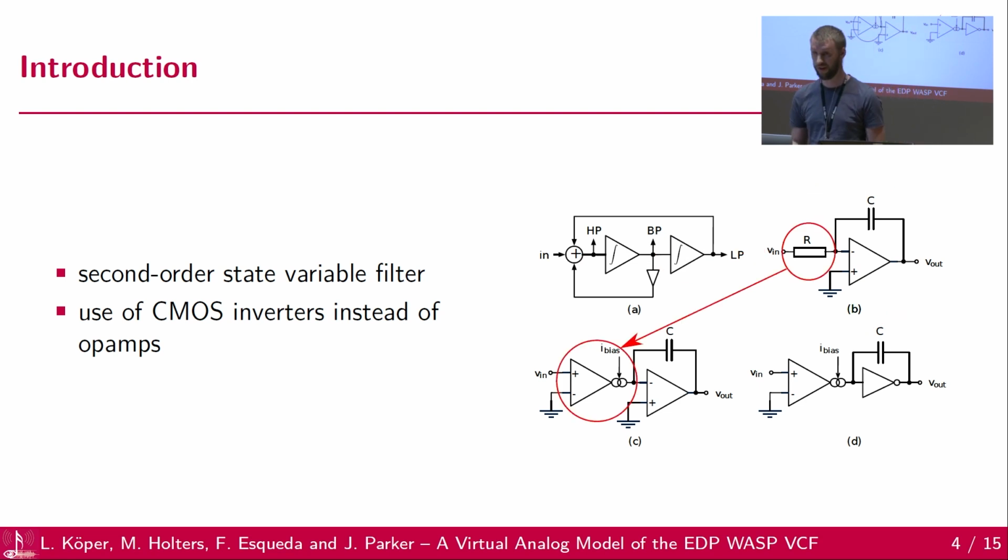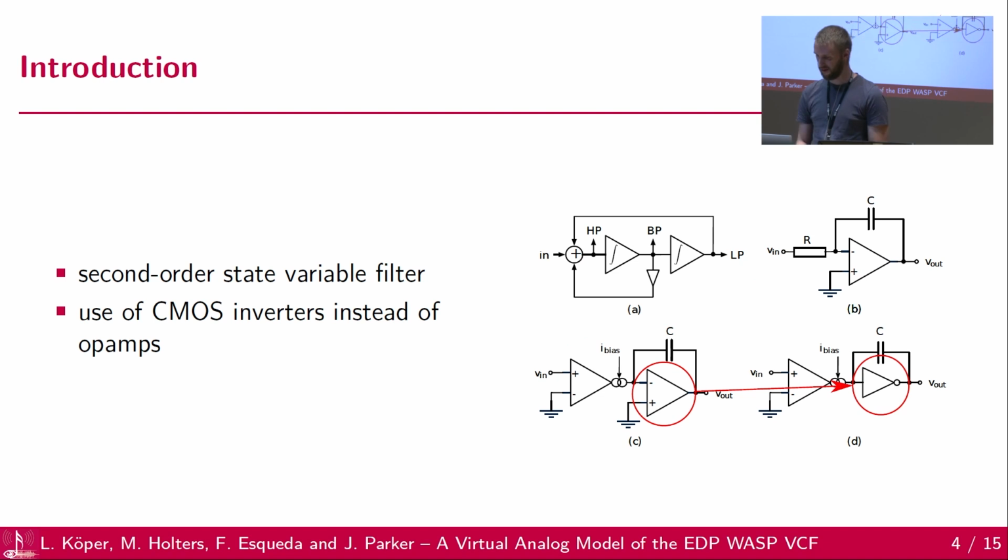And this can be done by using a so-called operational transconductance amplifier. So we have a differential input voltage, and the output current can be controlled by this bias current. So that means basically we can change the value of this resistor with bias current. And of course, this introduces nonlinearity to the circuit because the OTA is by nature a nonlinear device.